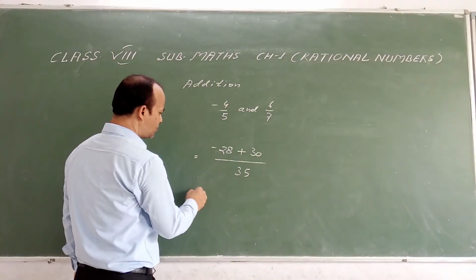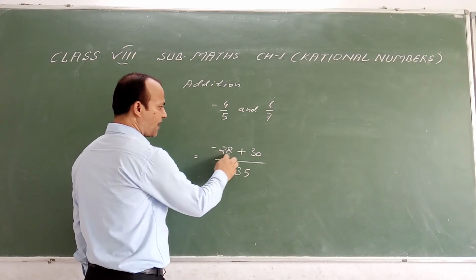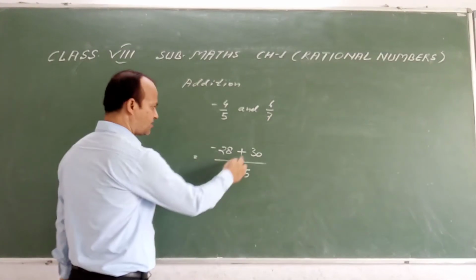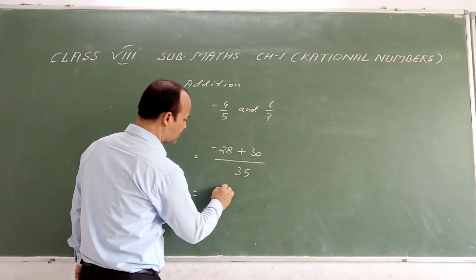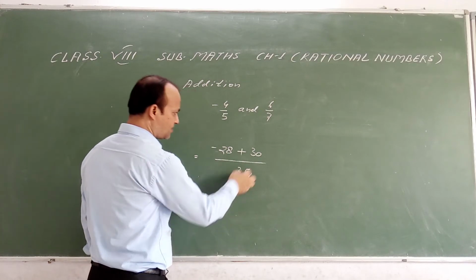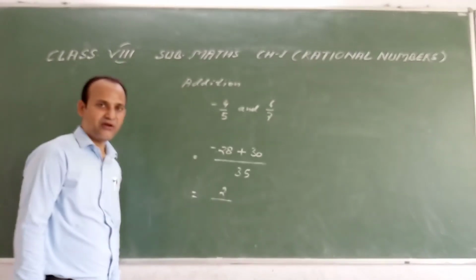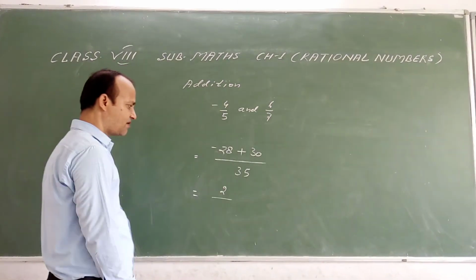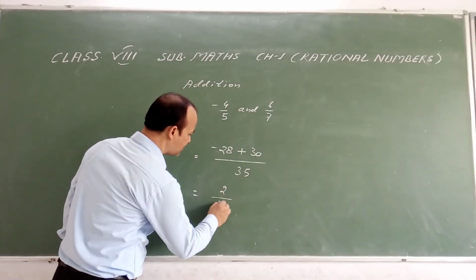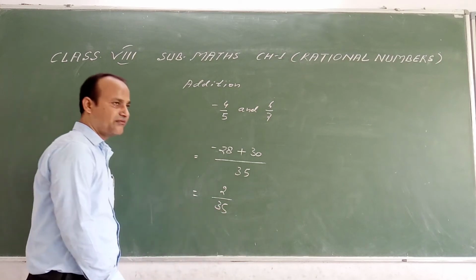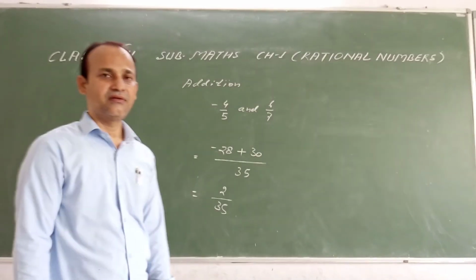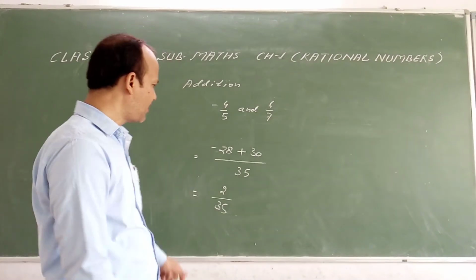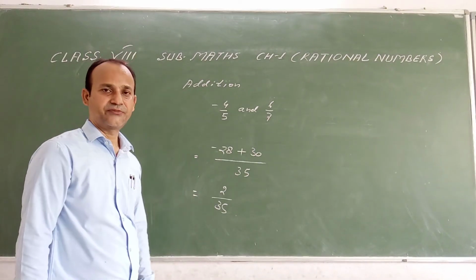Now minus 28 plus 30 will give 30 minus 28, that will be 2. Since it's a larger digit, we will put the sign of the larger digit, that is plus 2 upon 35. By this kind of way, we can add the numbers.